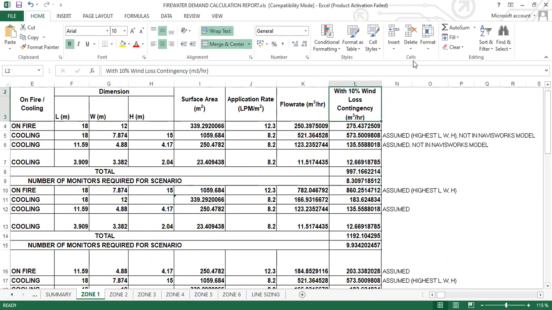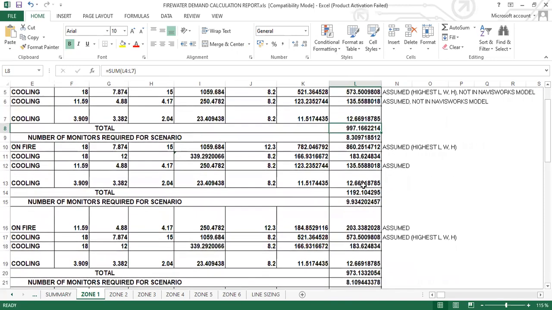Because when you're applying water, when you're pouring water on your vessel, it's not going to just fall in a linear manner. The wind will also interact with it and blow some of the water away, and some of the water will be wasted. So we account for that and we put 10% contingency on it. So we've calculated this way. And we look at the different scenarios in each zone. You look at if this vessel is on fire and the other ones are being cooled, and just go through all of the vessels.